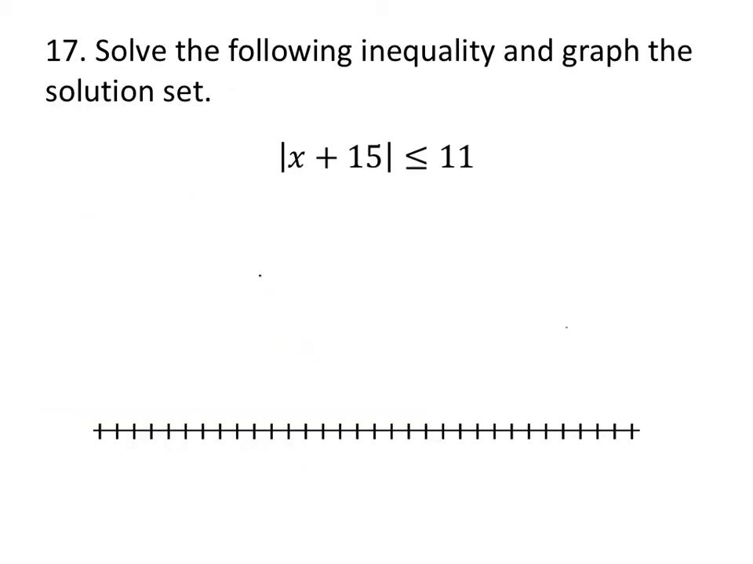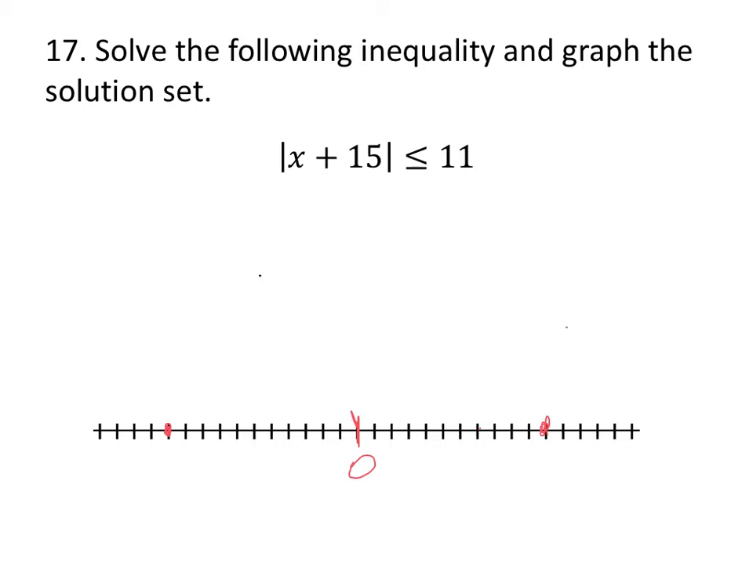Here's an absolute value problem, and as I spoke of in class, when you think of absolute value, you want to think of the distance from 0. So let's let this point be 0. And x plus 15 is just some amount, and it's going to be less than or equal to 11 or greater than or equal to negative 11. In other words, the distance from 0 is going to be 11 in both directions.